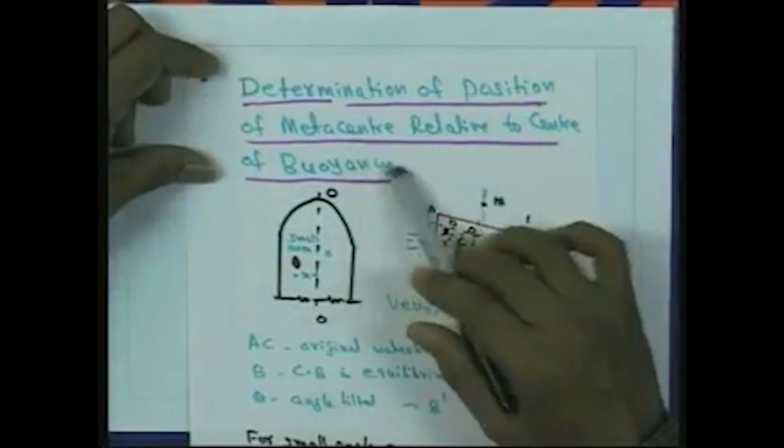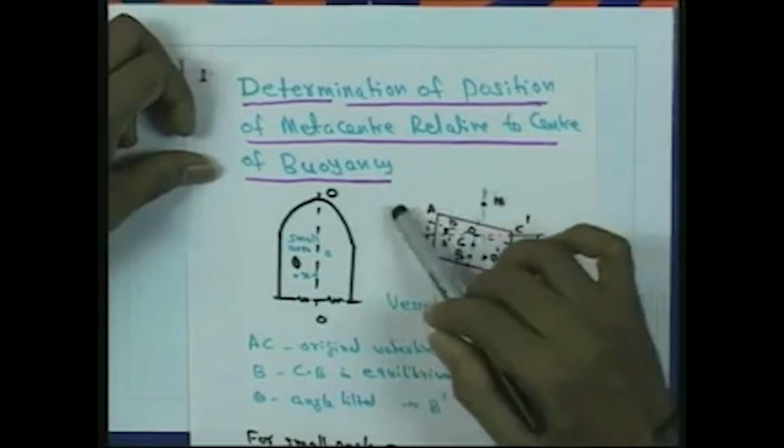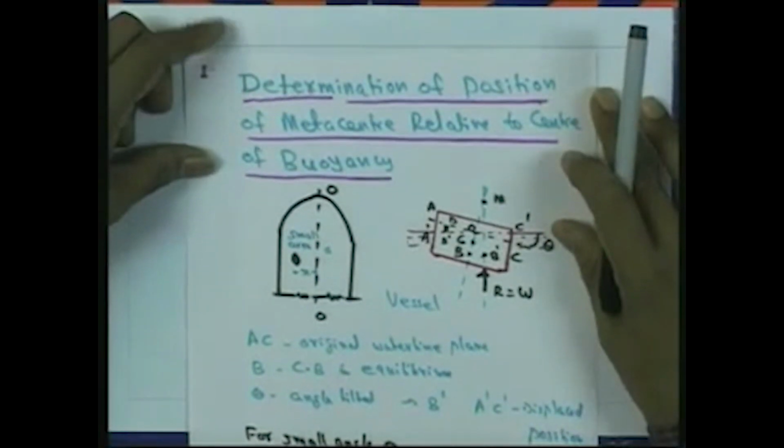Now next, with respect to this metacentric height, we want to determine the position of the metacenter relative to the center of buoyancy. So that is the problem.